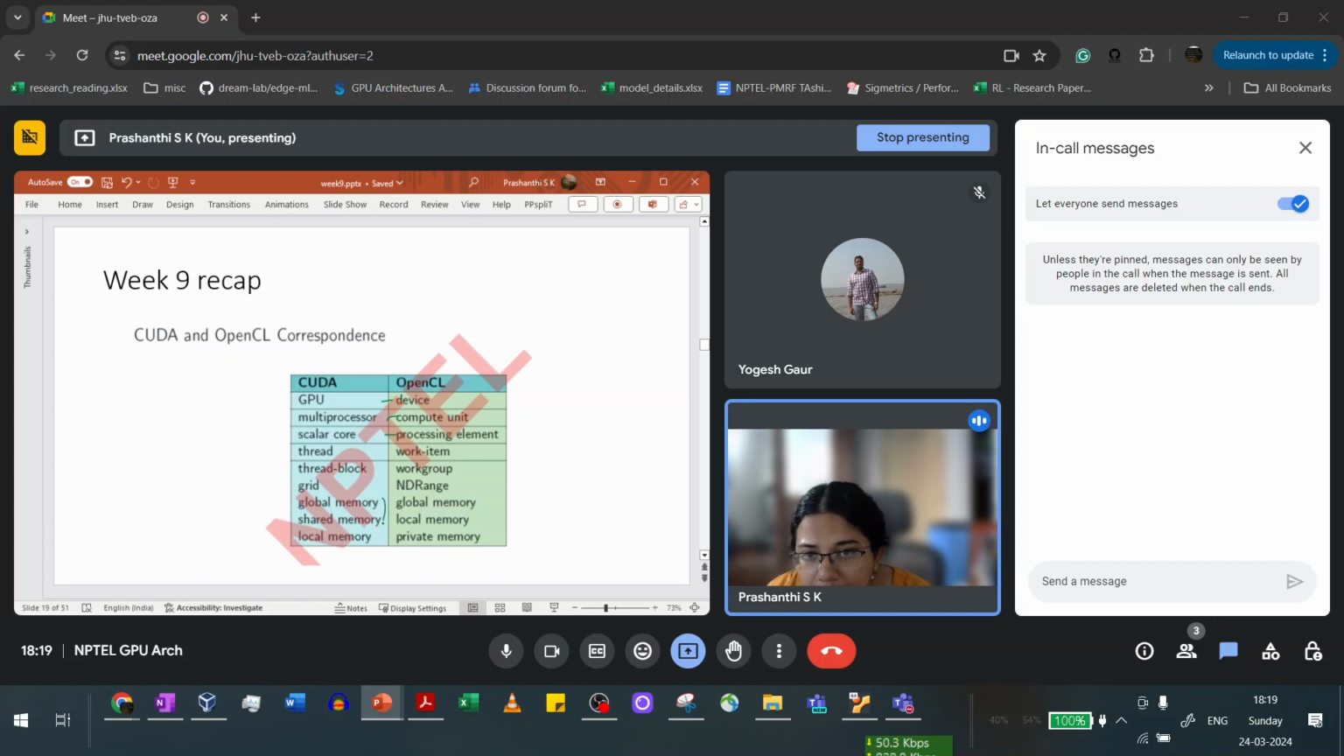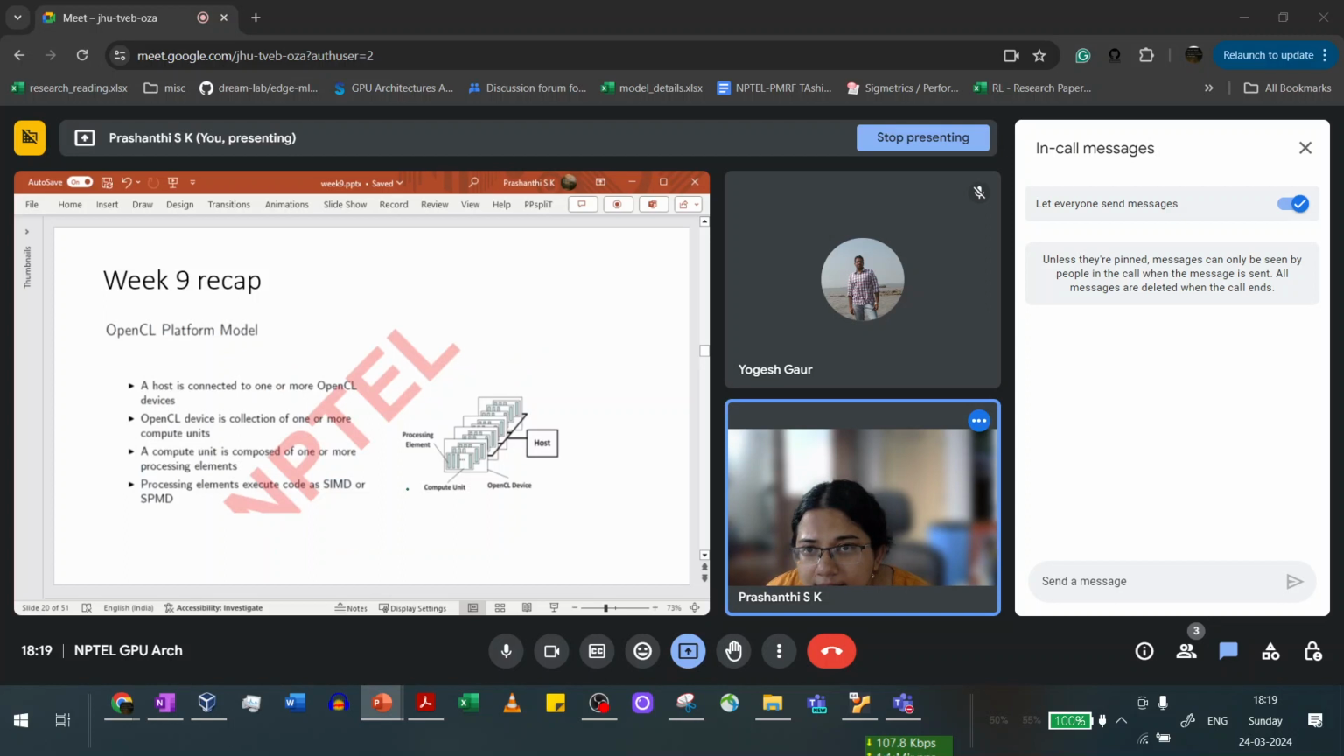And coming to the memory terminology, global memory remains the same. Shared memory is now local memory, and local memory is called private memory. So this is just terminology, but there may be some questions on this.